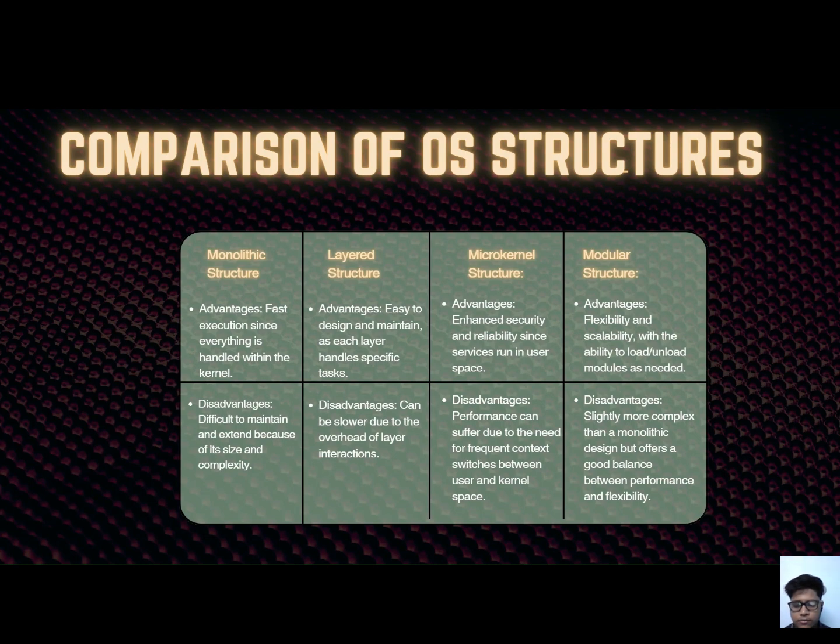Moving to the last type of structure, that is modular systems. Modular systems are more flexible and allow dynamic changes without disrupting the entire system. While performance is often better than microkernels, managing the dynamic loading of modules can be complex.